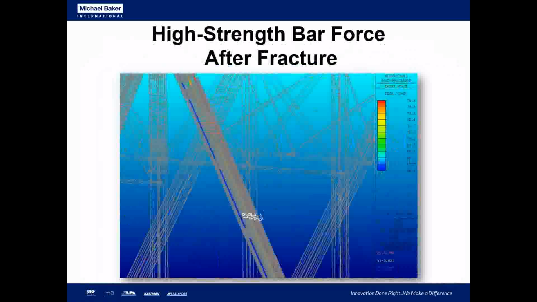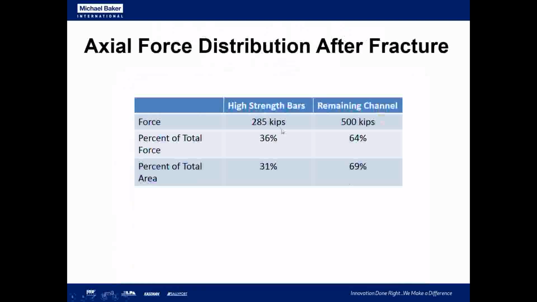The force in them increases after fracture, and if we look at the axial force distribution after fracture between the high strength bars and the remaining channel, and look at what percent of the total force that is versus percent total area, we can see that the force is being distributed between the high strength bars and the remaining channel basically in proportion to total axial demand. So that made us feel good that the forces were being distributed between the high strength bars and the channel, as we had assumed they would be.